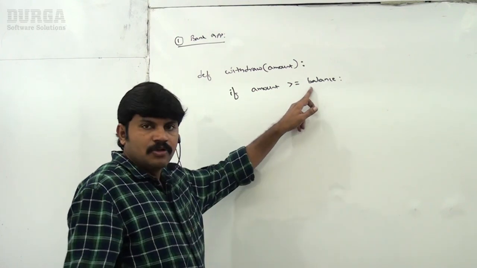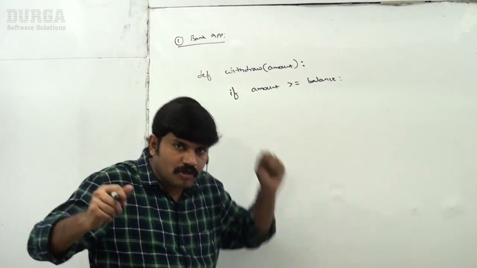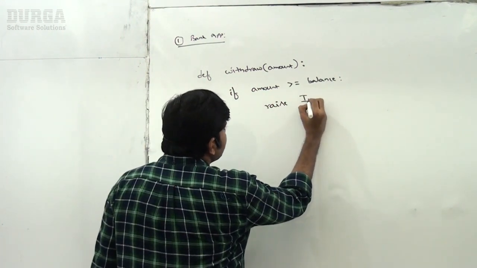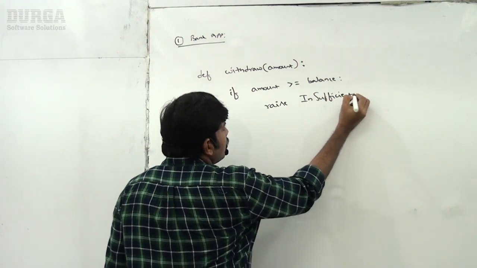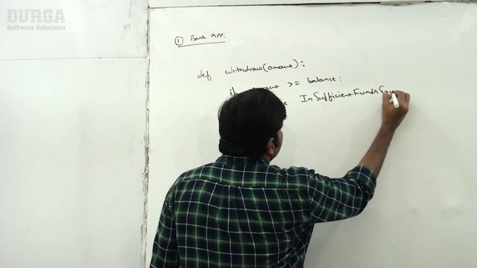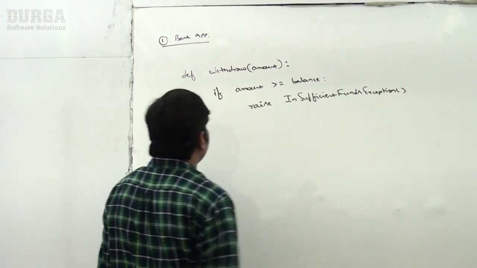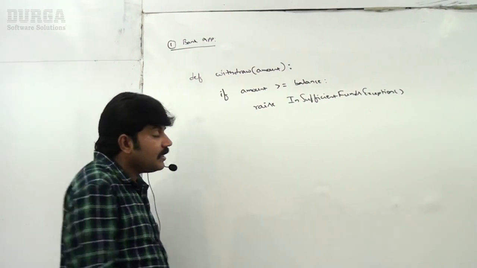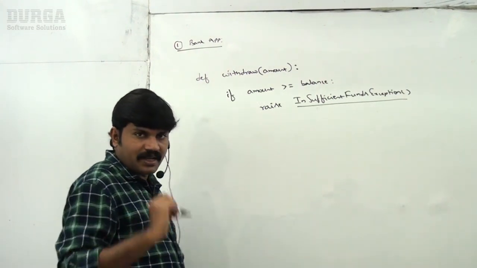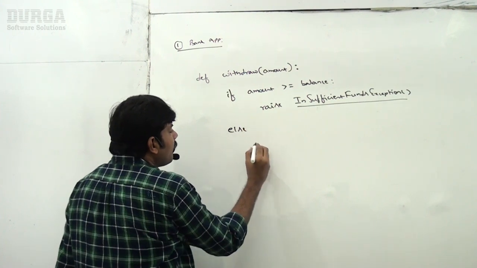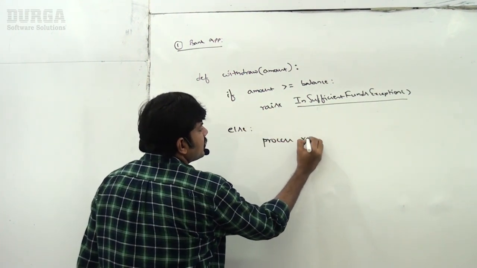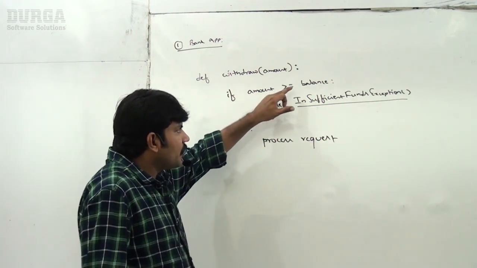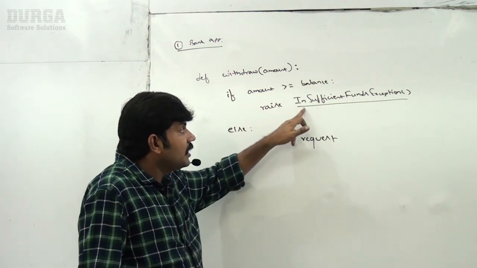Sir, if something goes wrong and we can't proceed with this request, I have to stop by raising an exception, right? What am I taking? Raise InsufficientFundsException. Like this I did, sir. So if the requested amount is greater than or equal to balance, raise InsufficientFundsException. Else, process the request as per our business requirement.